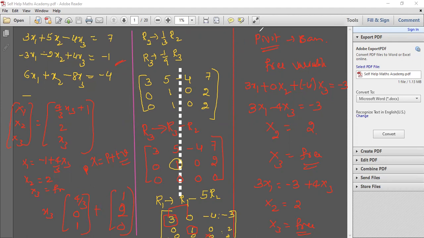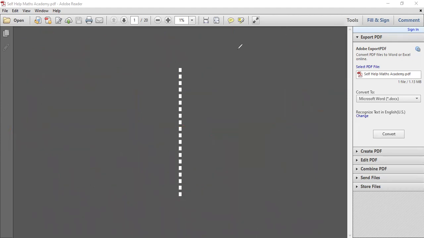Now lastly, I will just explain how about the inconsistent system, and we will finish our discussion. So for the inconsistent system, I will directly take one example. Here this system will look like this. I'll directly write an augmented matrix itself.